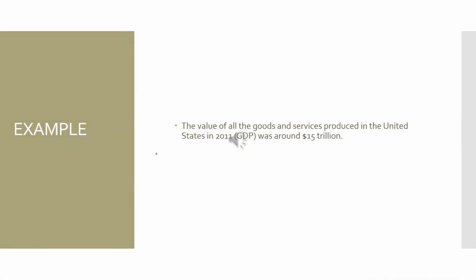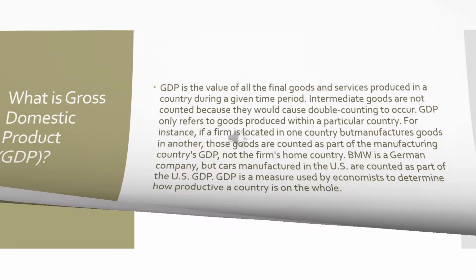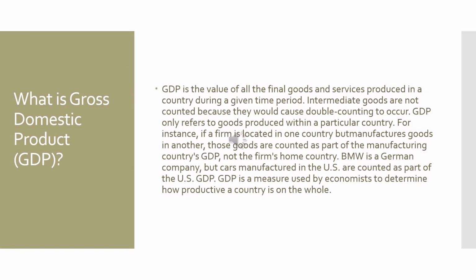Example: the value of all the goods and services produced in the United States in 2011, GDP, was around $15 trillion. What is gross domestic product, GDP? GDP is the value of all the final goods and services produced in a country during a given time period.